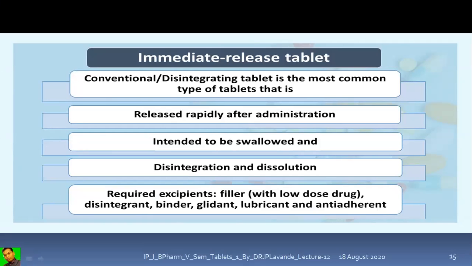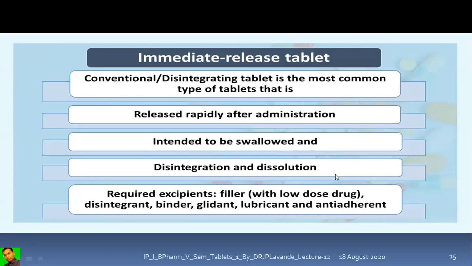The immediate release tablets will quickly release the drug from the tablet, because these are the conventional tablets and these are the disintegrating tablets. They contain the disintegrant, as a result of which they very quickly go into solution. They release the drug very quickly, rapidly. They are intended to be swallowed, and disintegration and dissolution will follow the swallowing.